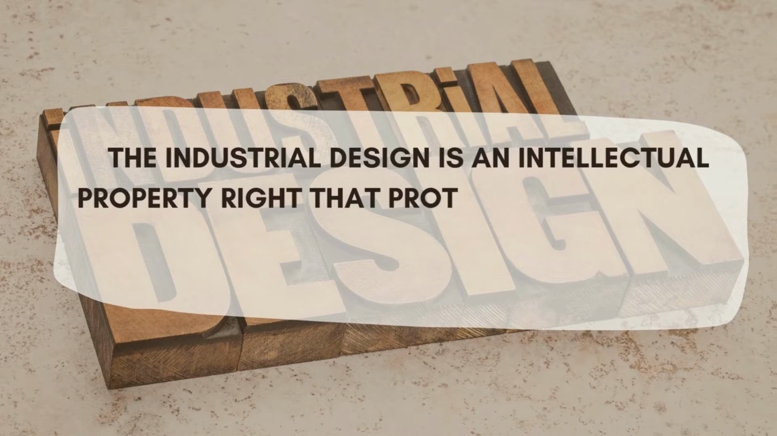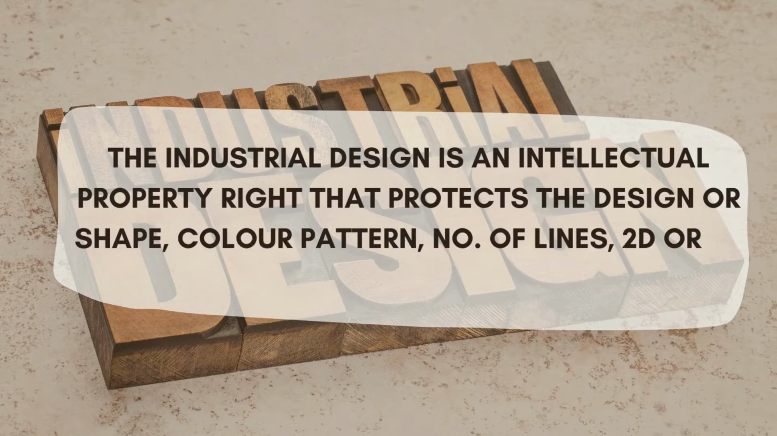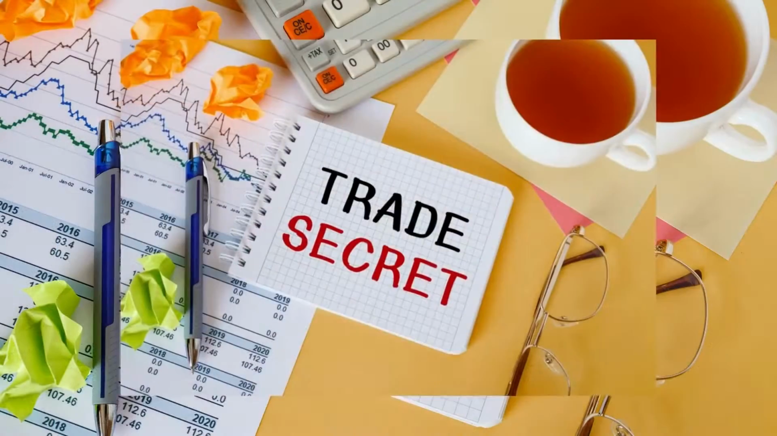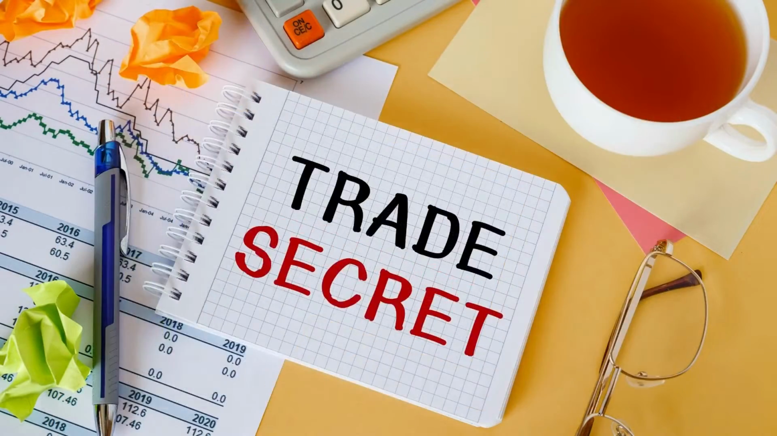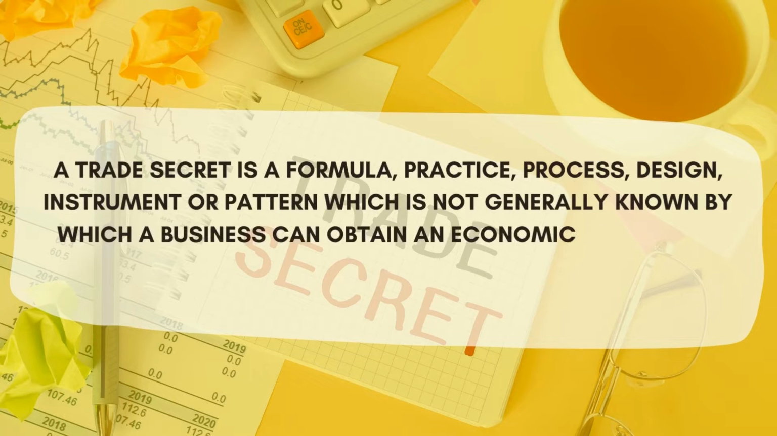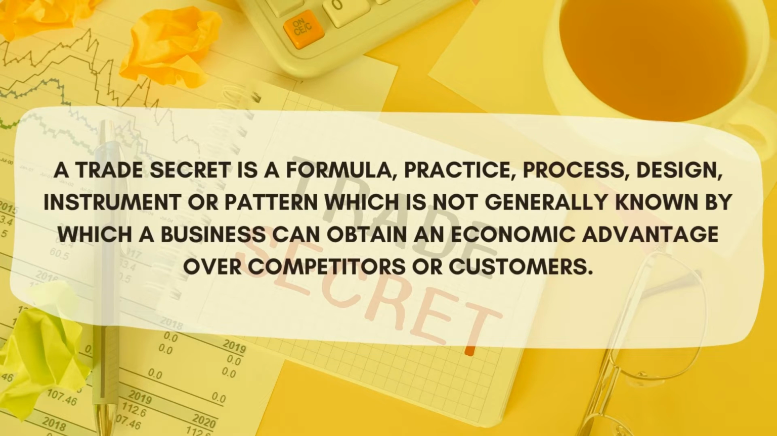The industrial design is an intellectual property right that protects the design or shape, color pattern, number of lines, 2D or 3D design of the object. A trade secret is a formula, practice, process, design, instrument or pattern which is not generally known, by which a business can obtain an economic advantage over competitors or customers.